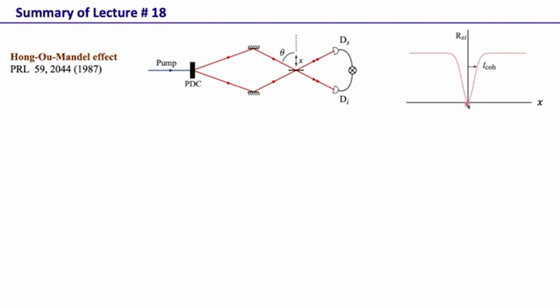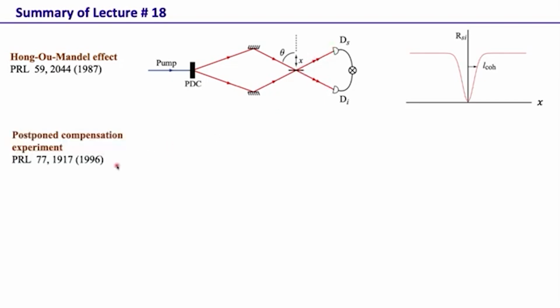What this null means is that at x equal to 0, there is no probability of one photon going this way and the other photon going that way. The only possibility at x equal to 0 is that both photons go this way or both go that way, and as a result we don't see any coincidence. So this effect was interpreted as follows: when the two photons arrive simultaneously at a beam splitter, they get bunched together and go in just one direction.